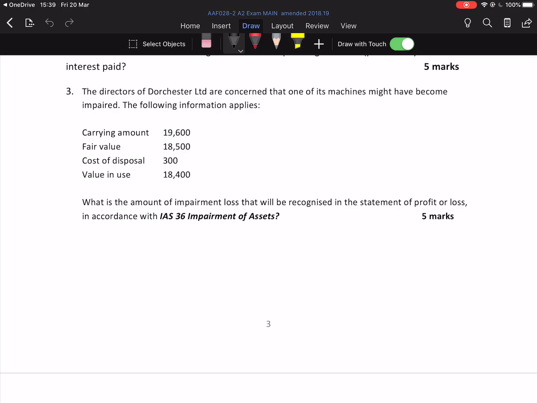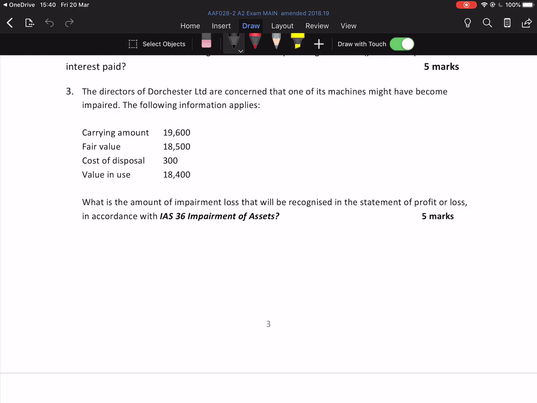So for this particular question, which is very similar to what you'll need to do in your exam, it says the directors of Dorchester Limited are concerned that one of its machines might have become impaired. The following information applies. So impairment is basically where one of your assets has been impaired or devalued.